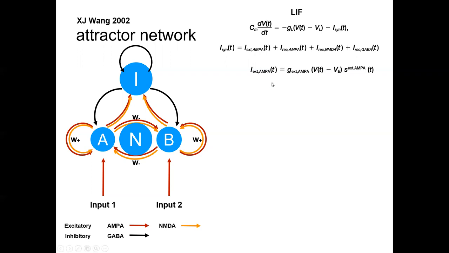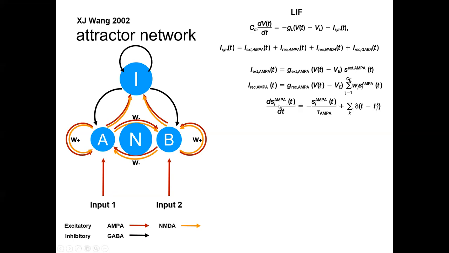And for the input, this is very straightforward. So we have the conductance for the input AMPA channel and the voltage difference. Here the S term is a proportion of channels that are open at the moment. And for the recurrent AMPA channel, we can write down a similar equation, but here we have the W term, which describes the connections between the units within the network.